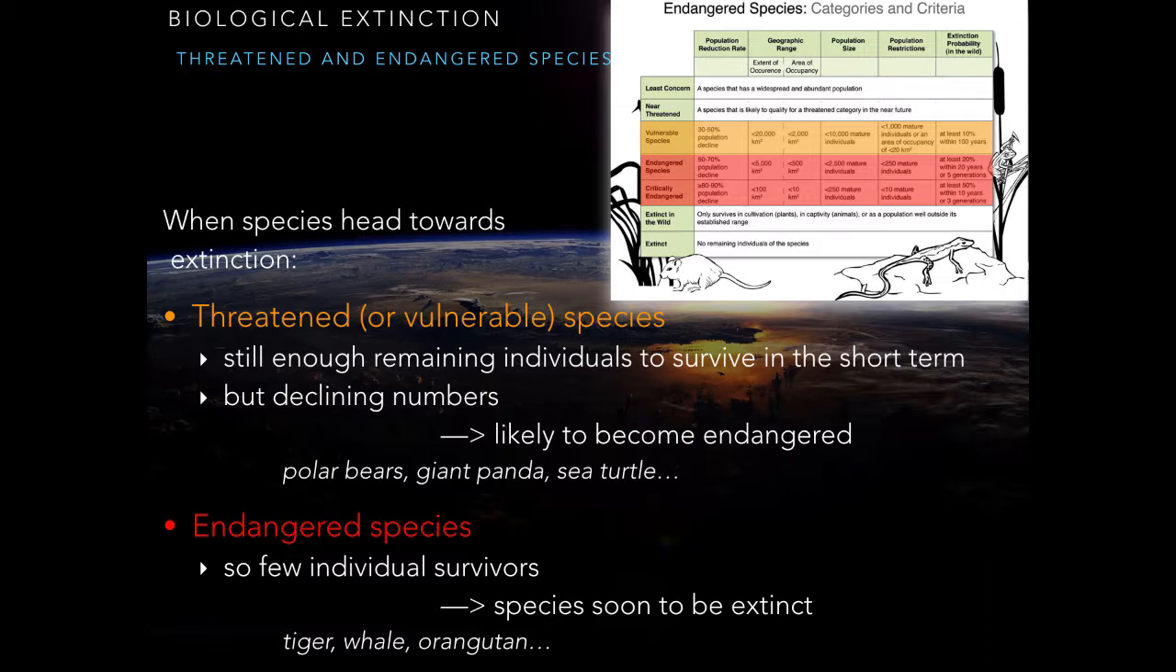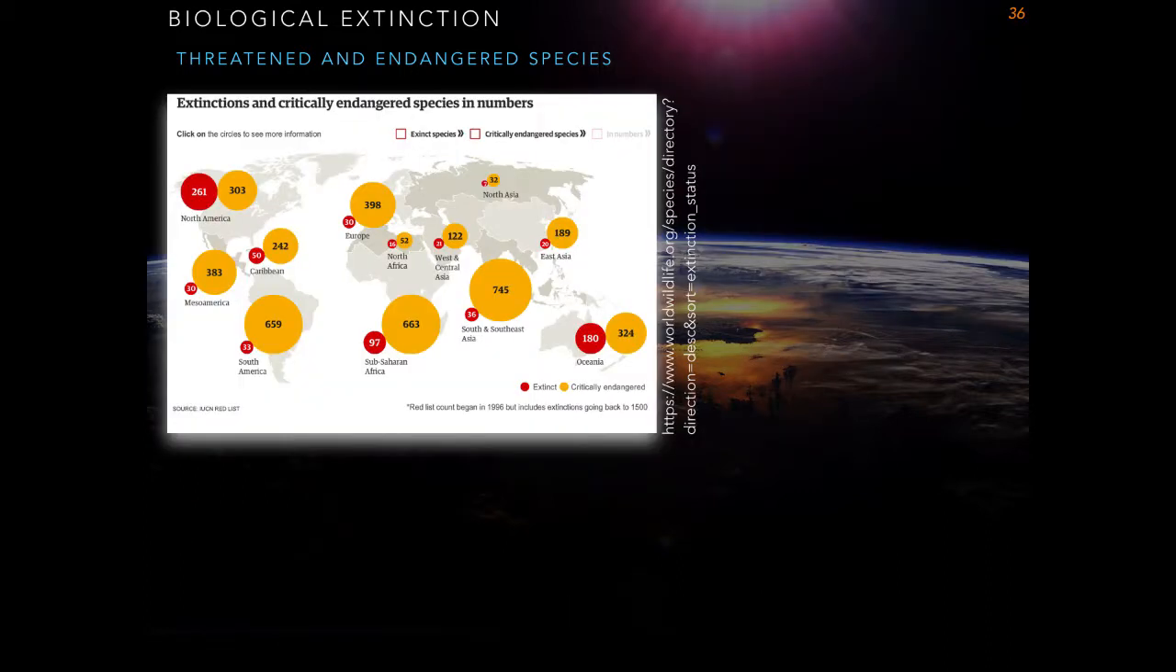Looking at where those species tend to be mostly endangered and threatened, here is a map where we can see, based on the region of the world, where most of the species are already extinct or critically endangered. As we can see, we have a huge number of species that are critically endangered, meaning that they are not yet extinct, but if we do not take care of that, they will.